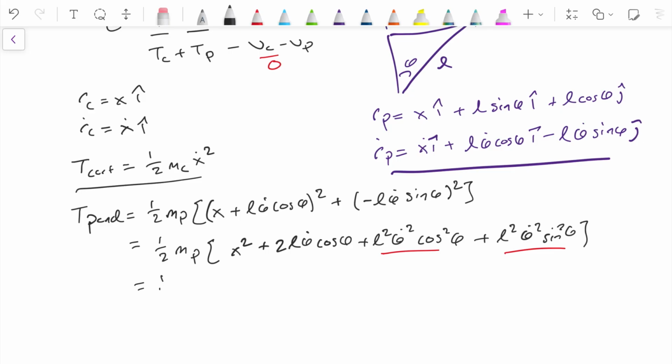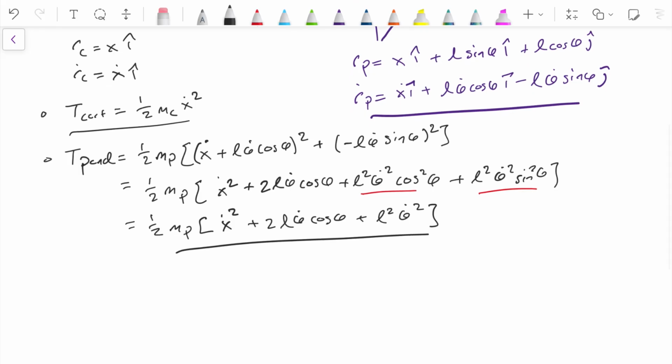And so 1/2 mP x dot squared, and then we have 2L theta dot cosine theta, and then L squared theta dot squared. That's just one. And that is the kinetic energy of the pendulum.